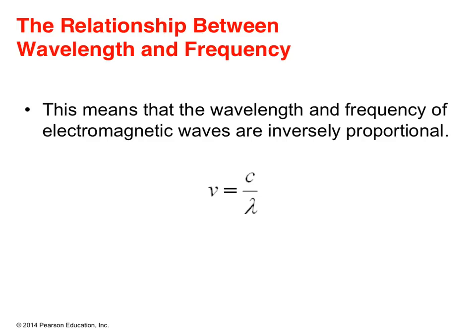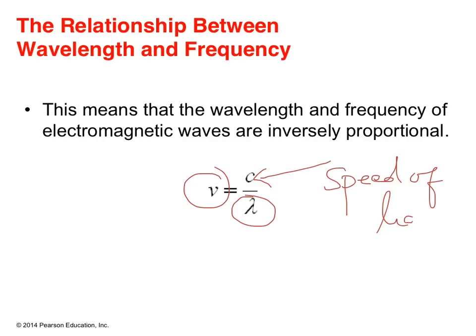Now what's the relationship between the energy, the wavelength and the frequency? Wavelength and frequency are inversely proportional to each other, the constant being the speed of light.